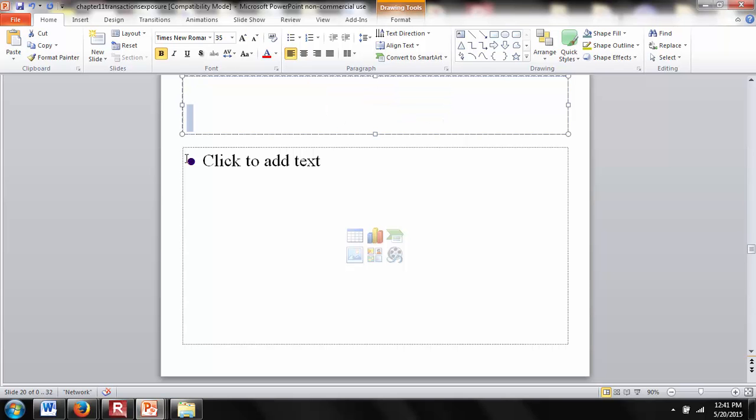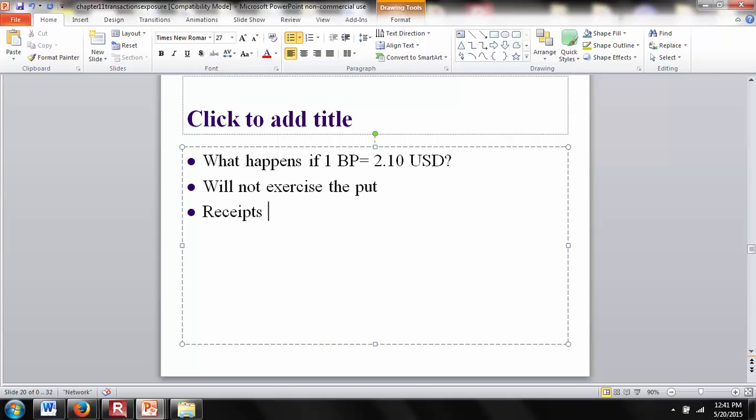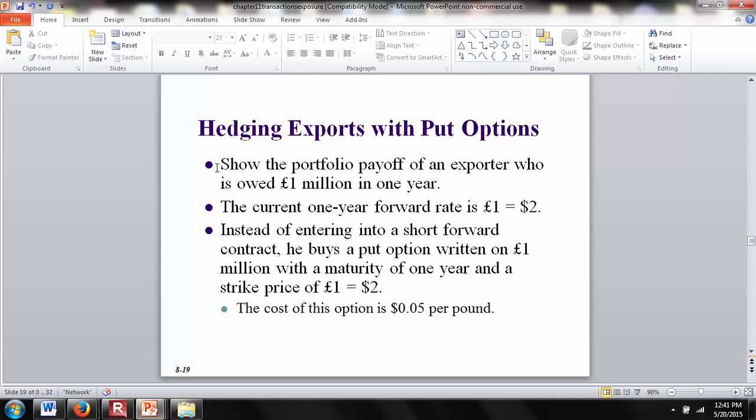So let's look at some cases. What happens if 1 British pound is equal to 2.1 US dollars? In this case, he will not exercise the put. He will not exercise the put, and receipts are 2.1 times the 1 million, minus the price of the put. So that's what you have to do here to find out the total cost.